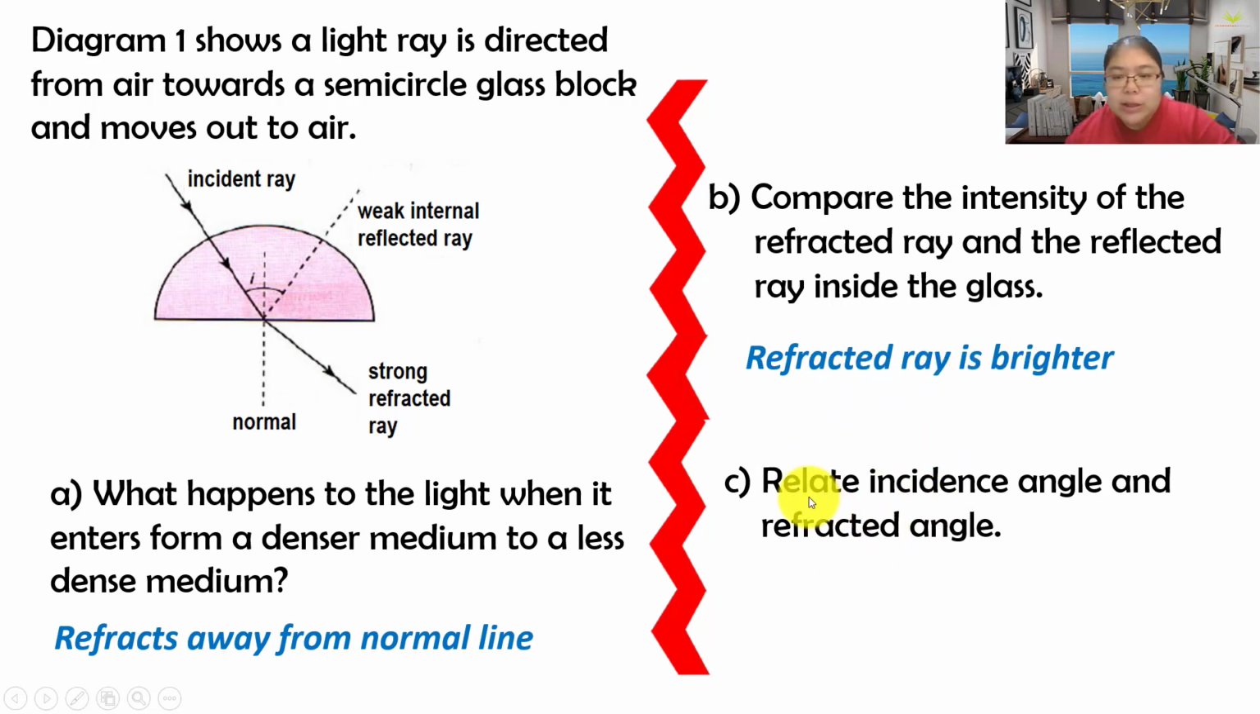Now we need to relate the incident angle and the refracted angle. From this situation, the refracted angle will be bigger than the incident angle. So from here we can state the relationship. This question asks about the relationship, not a comparison. If it were a comparison, sure, I is smaller, R is bigger. Now the relationship is when I increase I, R will keep increasing, following the experiment just now.